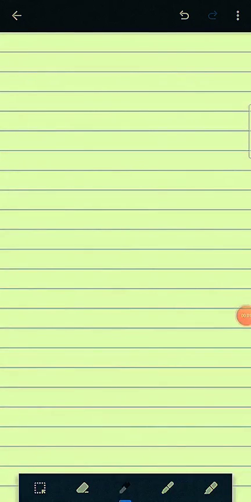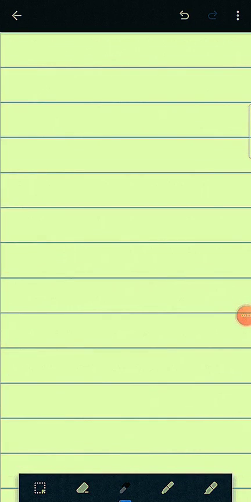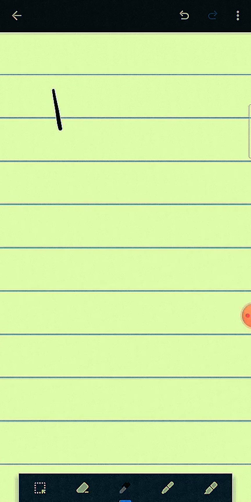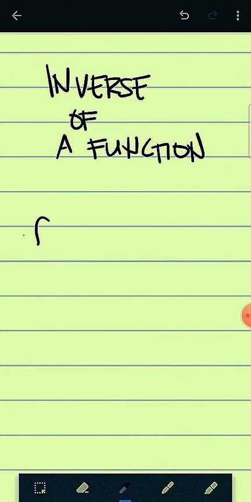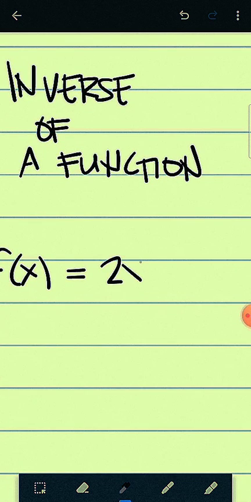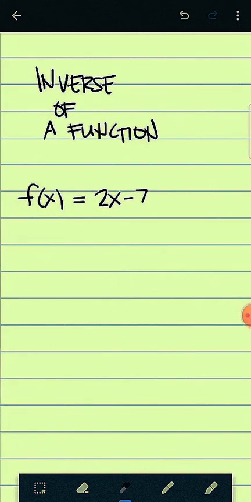So the topic that we're going to discuss in this video is all about the inverse of a function. Given a function, for example, f of x equals 2x minus 7, how do we find the inverse of this function?